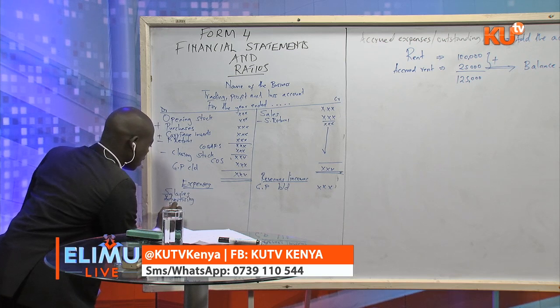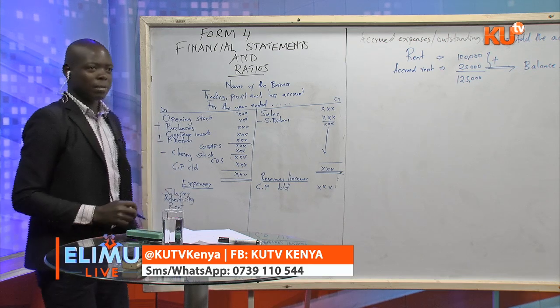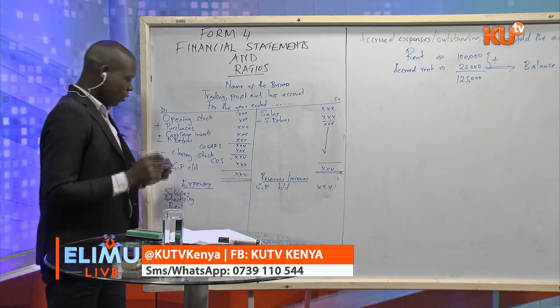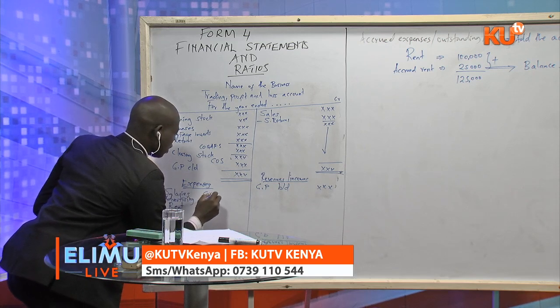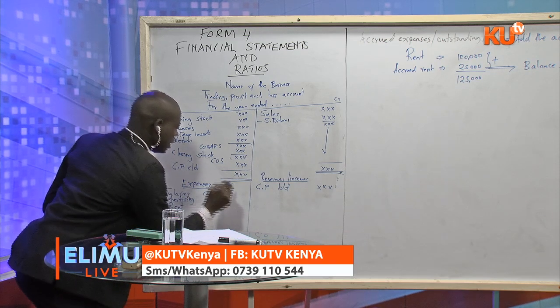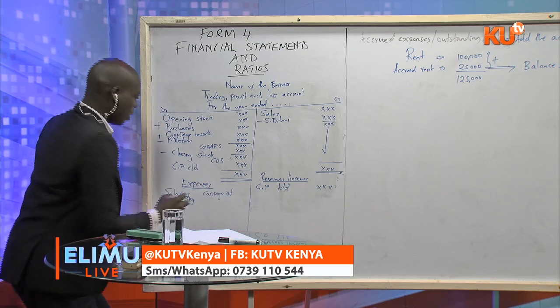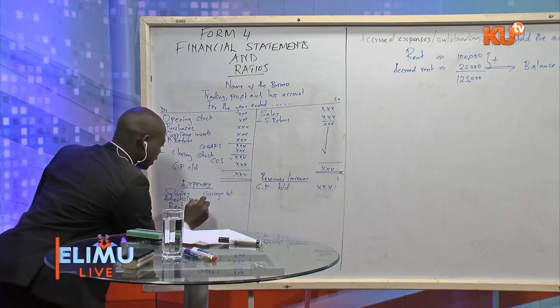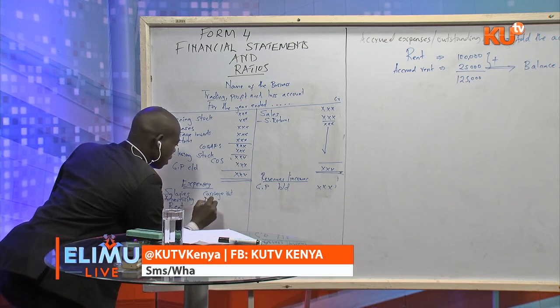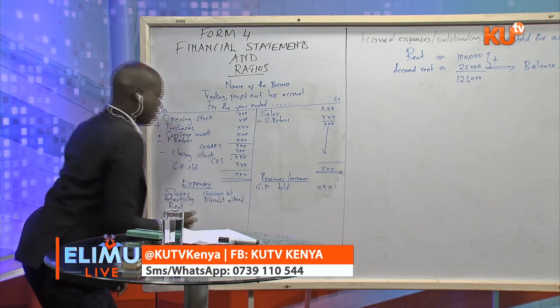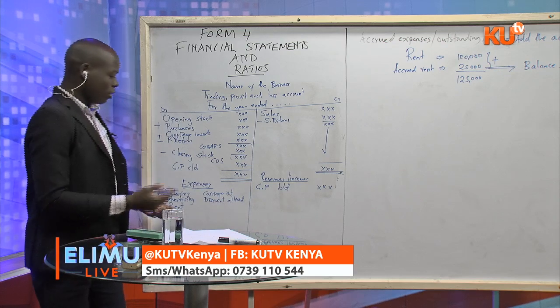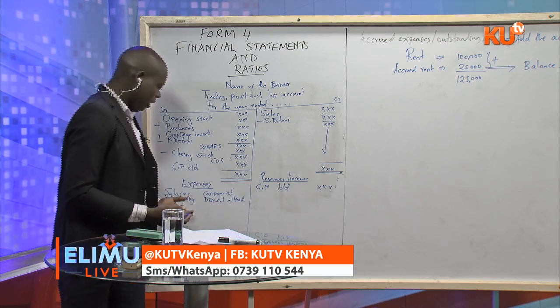Some businesses will be paying rent. That is an example of an expense. But more importantly, you need to understand what we call carriage. We have what we call carriage outward. Carriage outward is an expense. Then we have discounts. We have discount allowed as an expense, plus so many other expenses that we can think of.